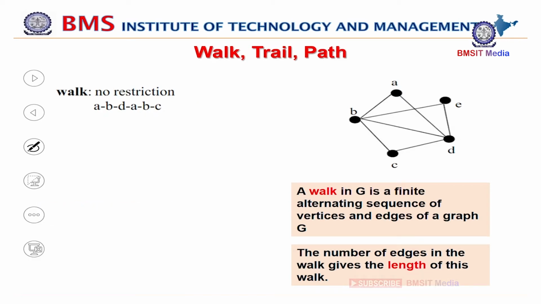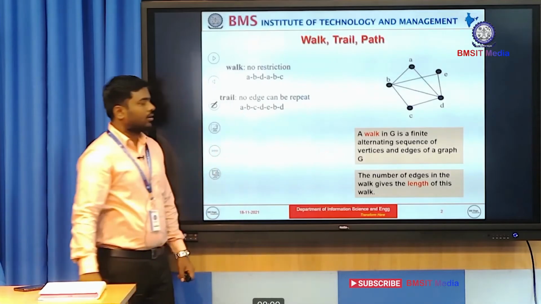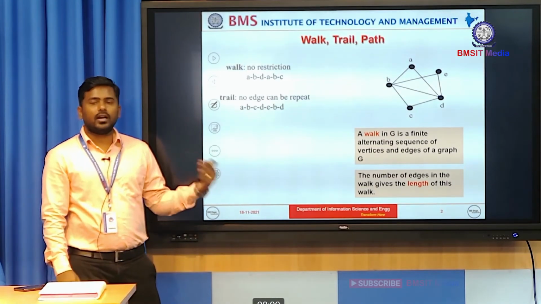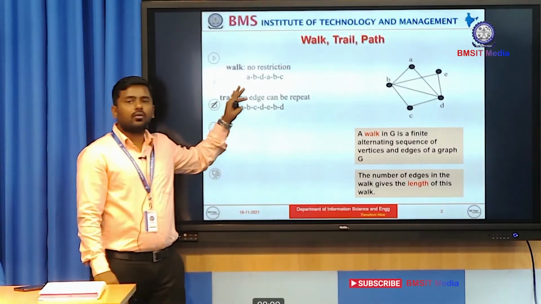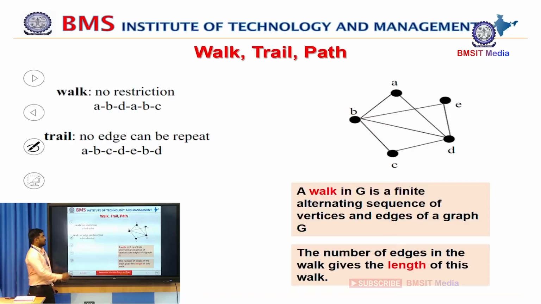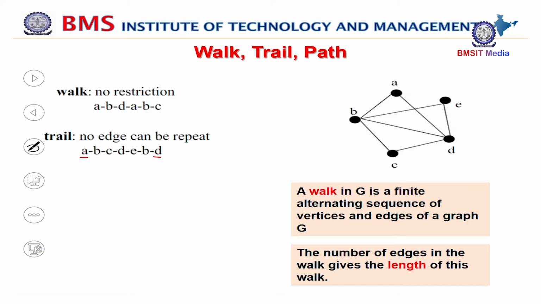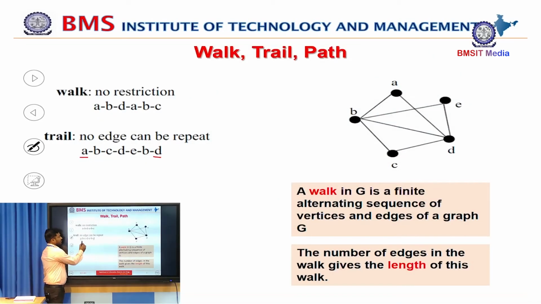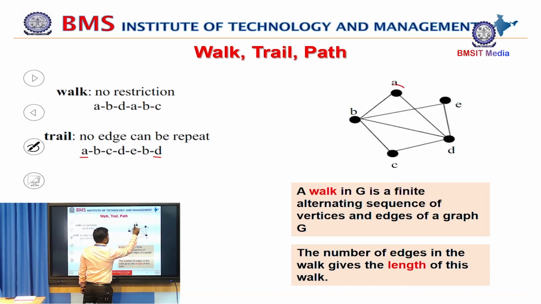Now, we will see what a trail is. In a walk, if no edges are repeated, then we can call that a trail. Say for example, here we start with the vertex A and reach the vertex D. During this walk, if we do not cross the same edge more than once, then we can call it a trail.